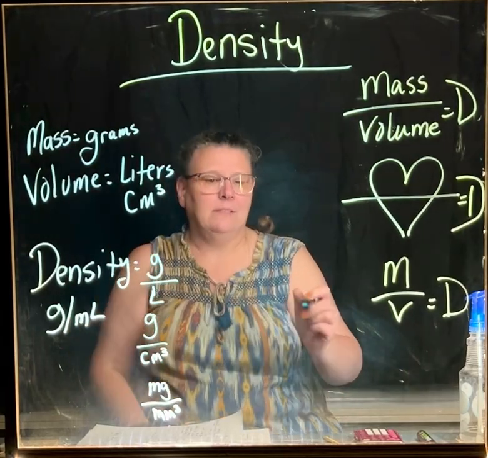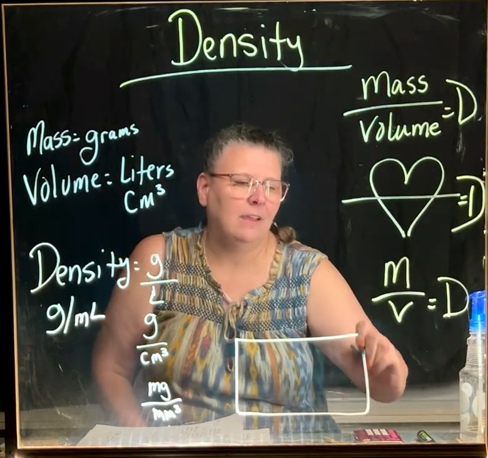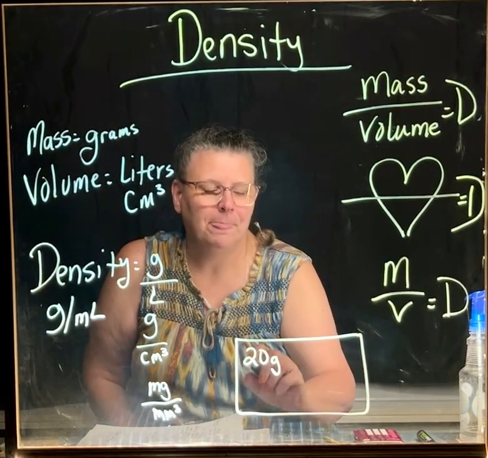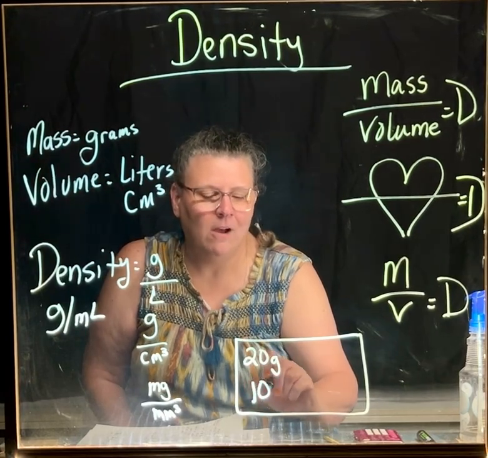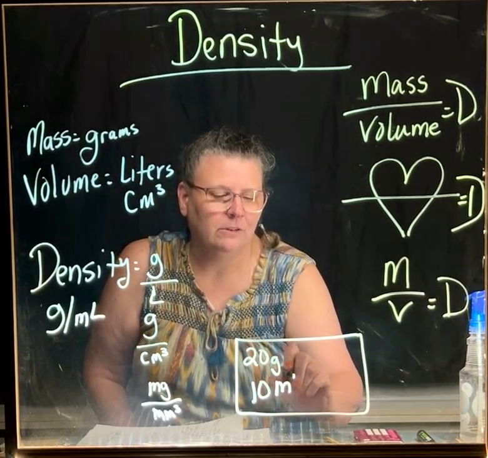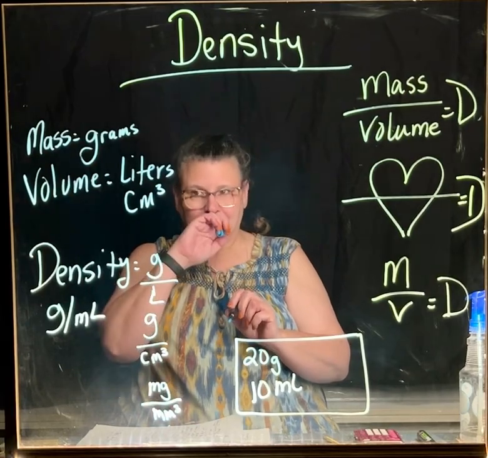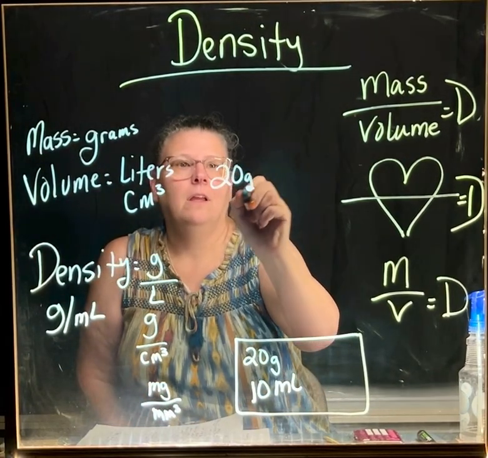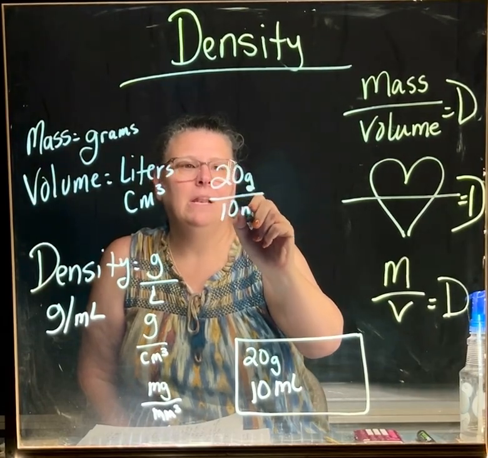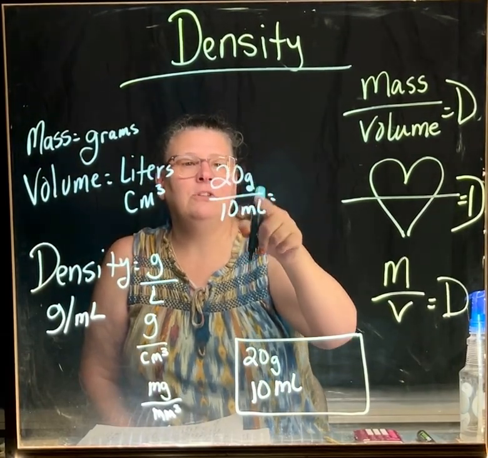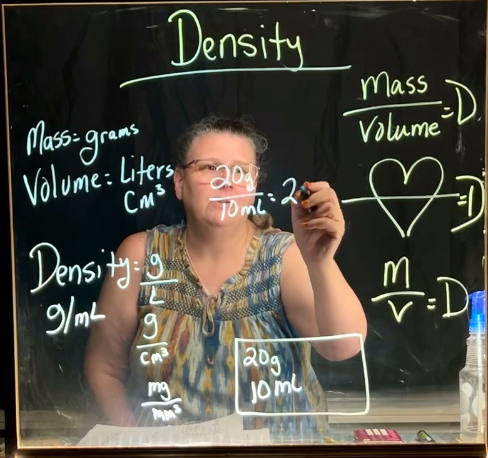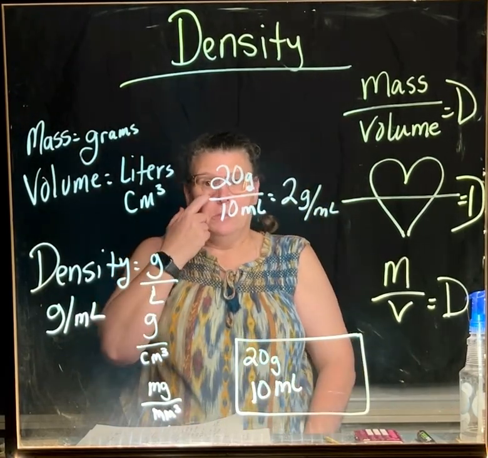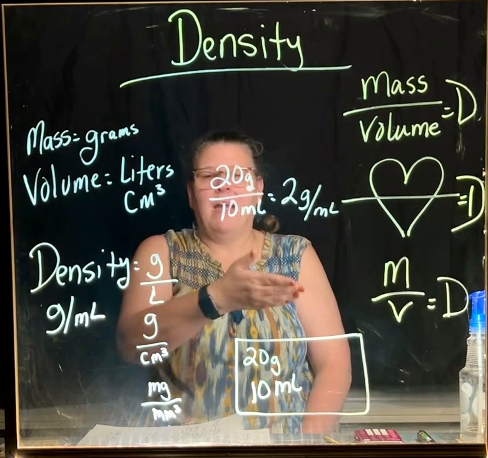So what happens if I have an object that has a mass of 20 grams and it has a volume of 10 milliliters, okay? Well, all I'm going to do is take 20 grams divided by 10 milliliters, and these units can't cancel each other out, so I get 2 grams per milliliter, okay? So, pretty simple stuff. The math isn't hard.